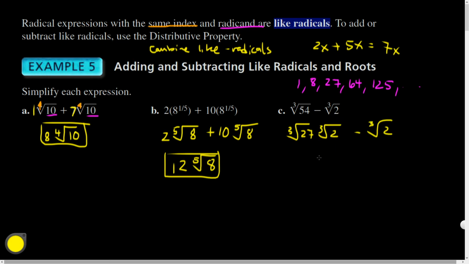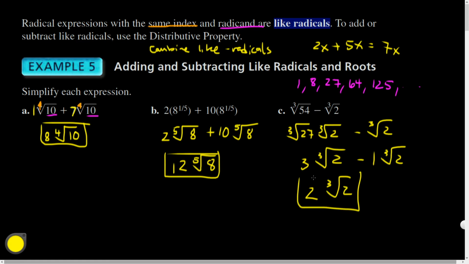Hey, you're starting to see where those like radicals are going to be. The cubed root of 27 is 3. And so I've got 3 cubed roots of 2 minus 1 cubed root of 2. And if that 1 wasn't there, you would still be careful and attentive to include it, at least mentally. And so 3 take away 1 is 2 of these cubed roots of 2. Not bad. Let's keep going.